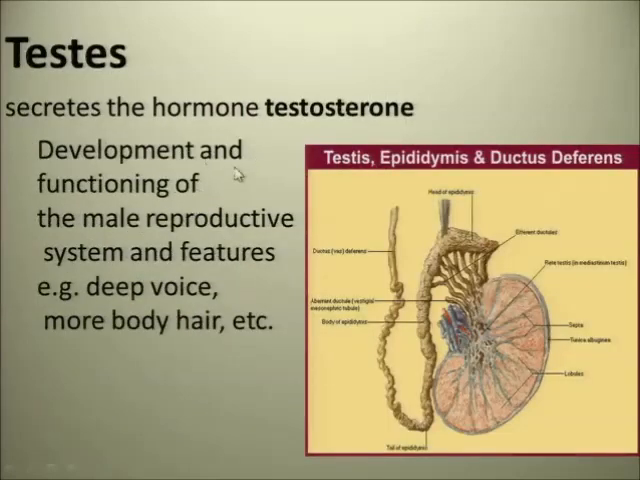The testes: development and function of the male reproductive system. So testosterone gives that deep voice of men, more body hair, etc. All the secondary characteristics of men. And the hormone testosterone is secreted by the testes. I think that is straightforward, and you learn that with the human reproductive system also.